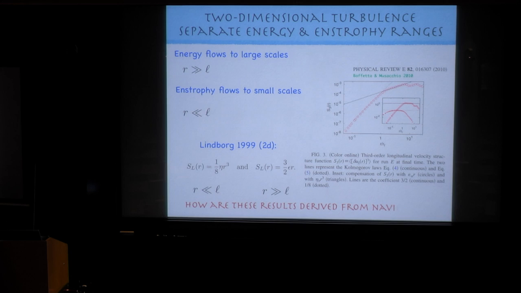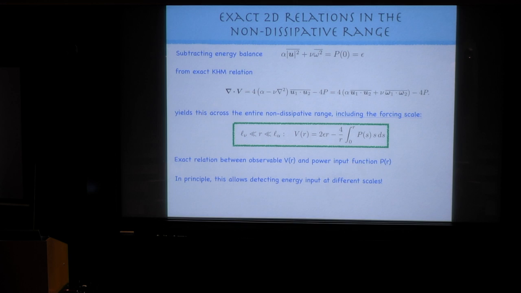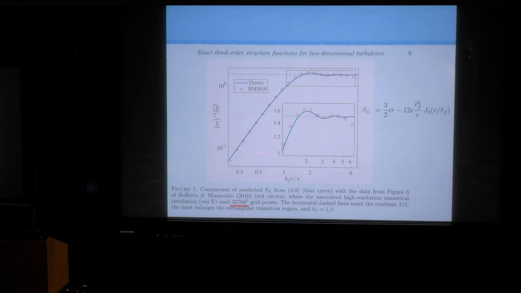Well, here's something we did where we do better than this, and we can derive this third order structure function for the entire range. And this is the entire simulation now with this billion grid points. And this is our little theoretical expression for the third order structure function, where the blue line is the theory and the red circles are from this 30,000 times 30,000 simulation. So basically the idea is that if you could measure the third order structure function over some longer range, you could fit expressions like this and actually find the energy input scales as well as the direction of the energy flow from the third order structure function.